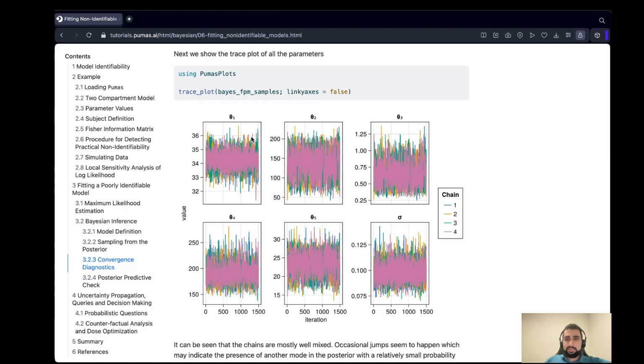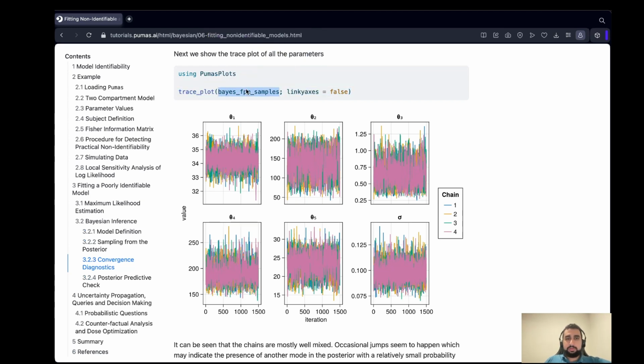It's somewhat consistent, which is a good sign. So consistency, noise, or randomness, or what appears to be randomness, and mixing. Those are all three things that we need to look for, basically, in this so-called trace plot. So that's the trace plot.